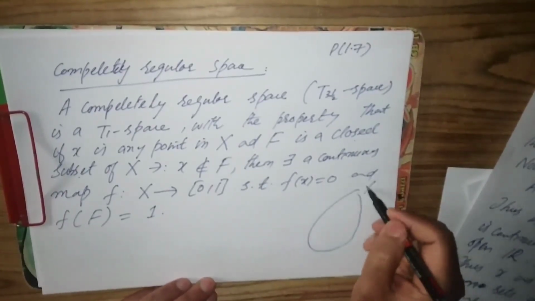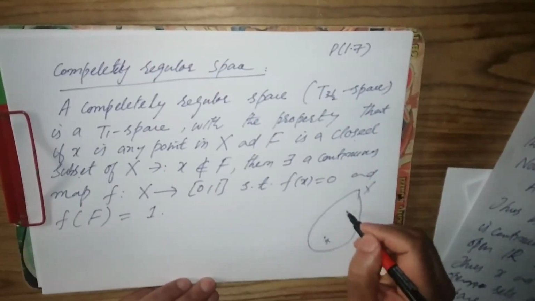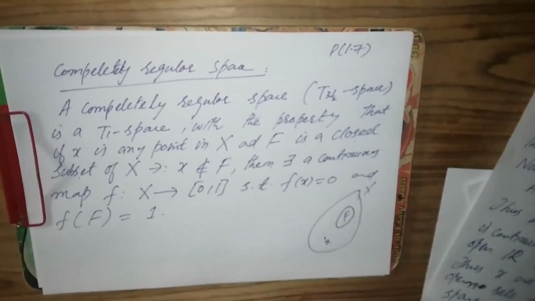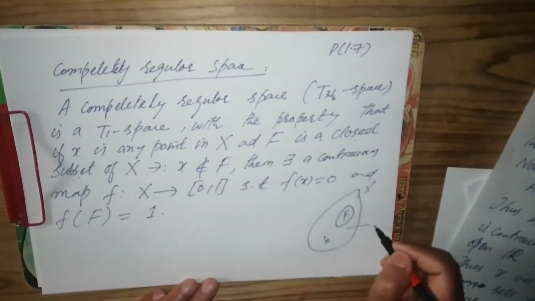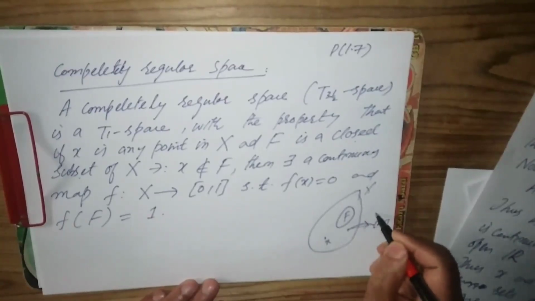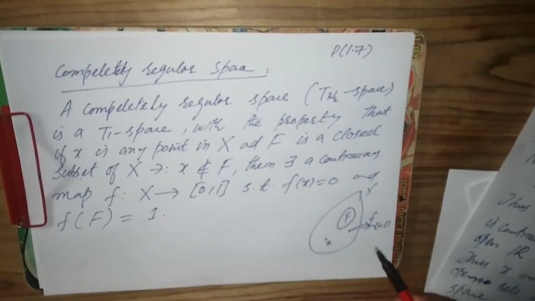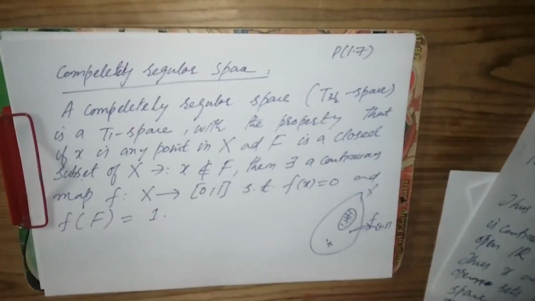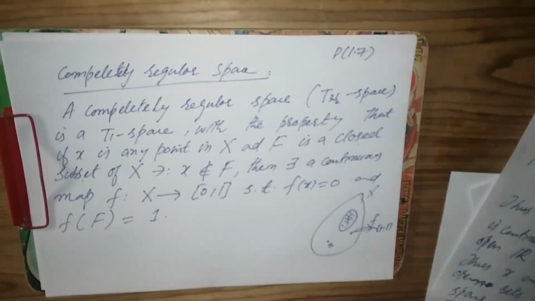So this X is a completely regular space if for any point x and any closed subset F of X where x is not a point of F, there exists a continuous map f from the topological space X to the interval [0, 1] such that it maps x onto 0 and this closed subset onto 1. That's the definition of a completely regular space.